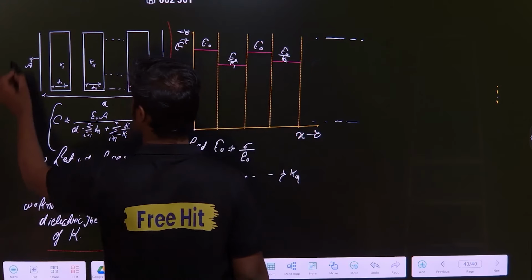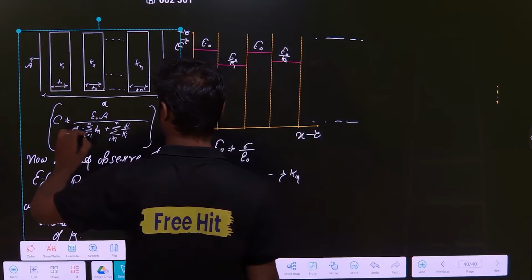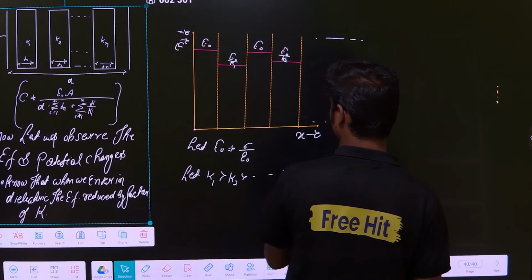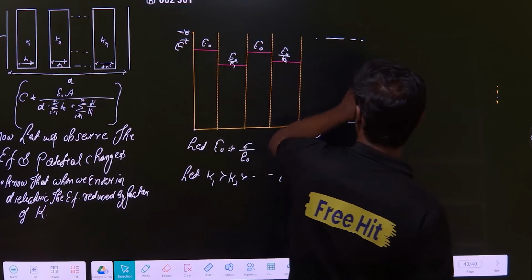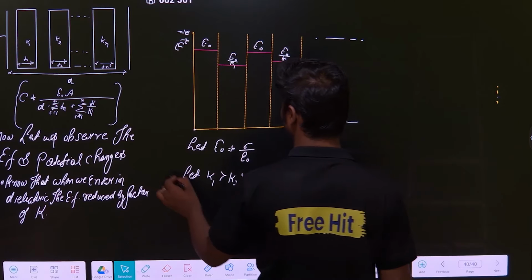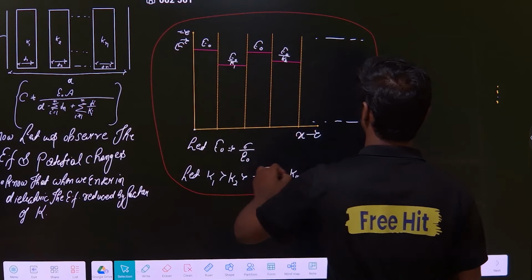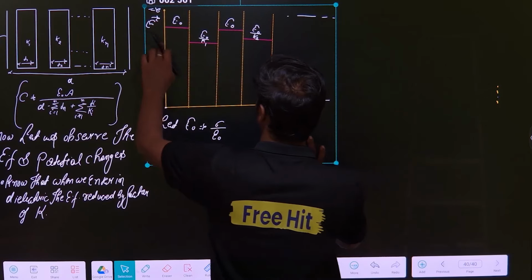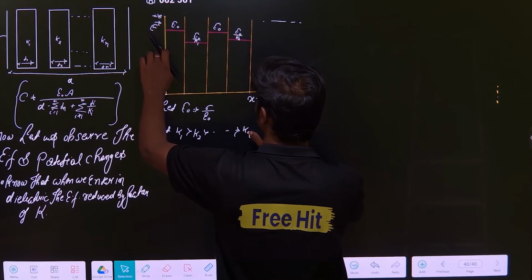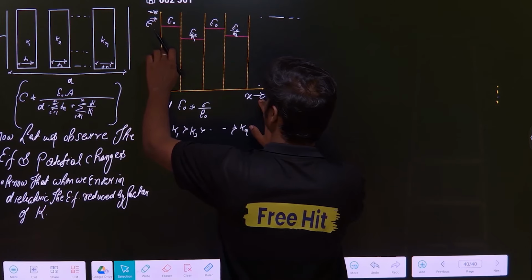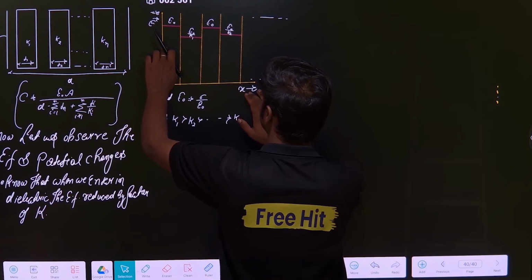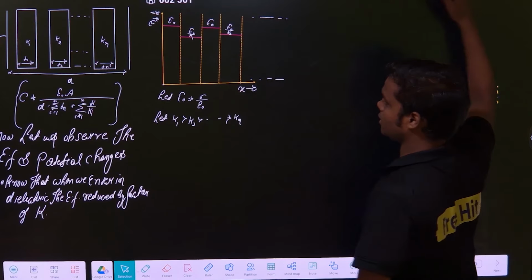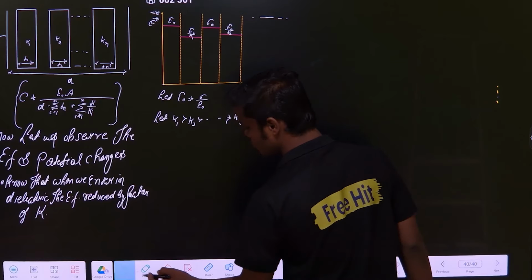I hope you are able to understand what I am trying to say. Are you getting my point? Say yes or no. So basically this is how our electric field is varying inside this slab, or you can say inside this configuration. Clear? This is the way the electric field is going to vary, like this. Clear?